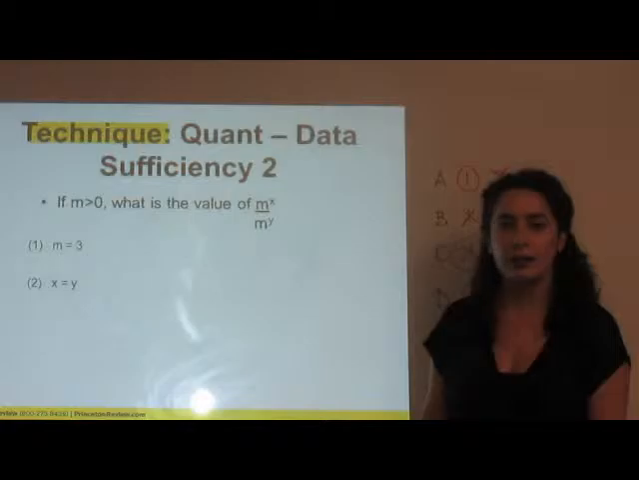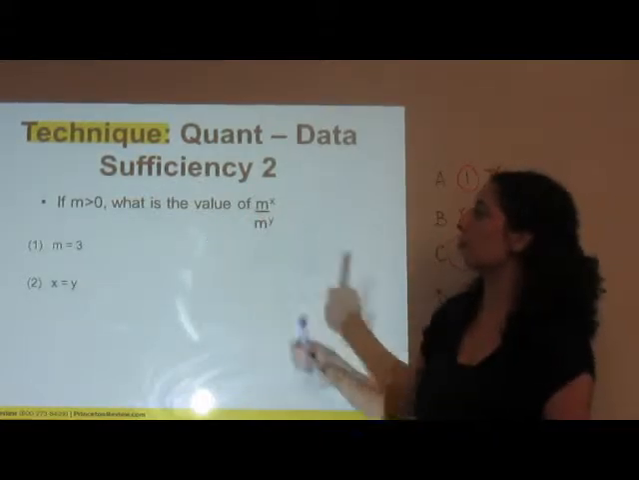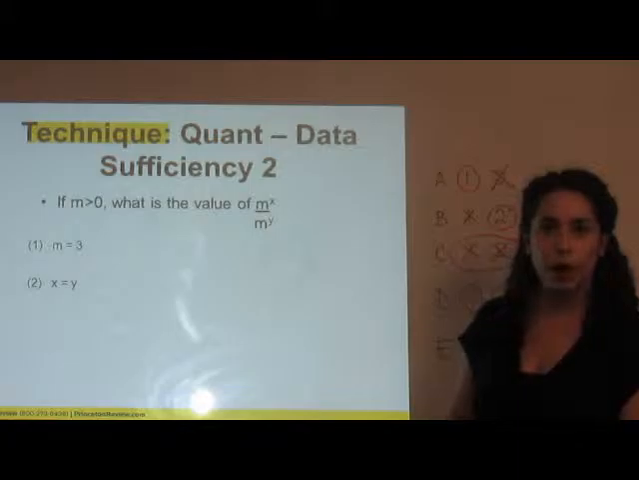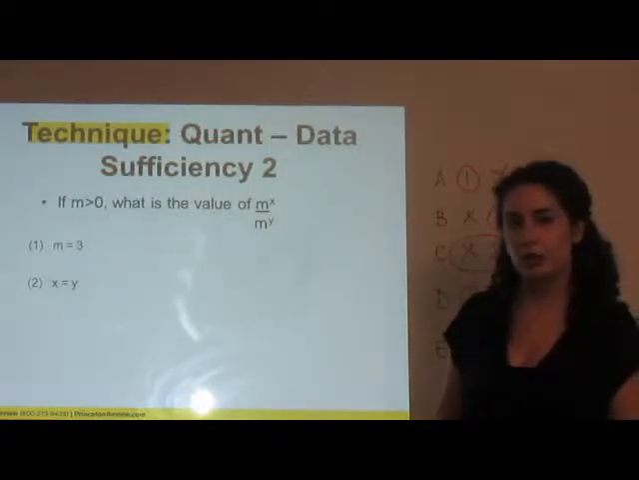Okay, so we're looking at a more advanced data sufficiency question than the last one. Here it says, if m is greater than 0, what is the value of m to the power of x divided by m to the power of y? So again, we're trying to answer, could we solve this? Do we have enough information to solve this?